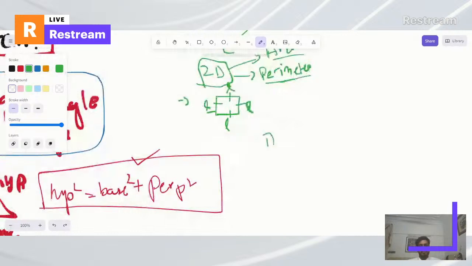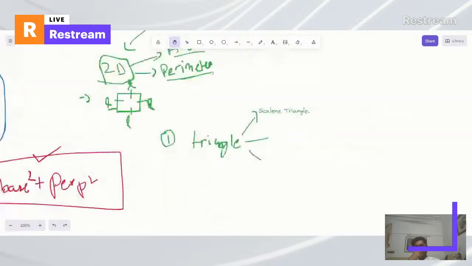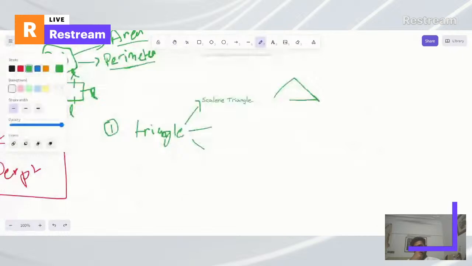I'm going to continue off with triangles first. We know there are different types of triangles. There are basically three different types of triangles. One triangle is called a scalene triangle. What does a scalene triangle mean? A scalene triangle means that none of its sides are going to be equal.